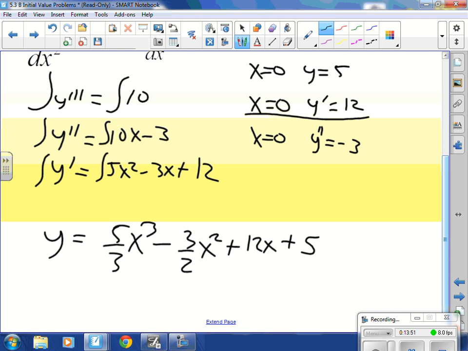Andrea. On the y double prime, how did we get 10x minus 3? Like, where did the minus 3 come from? Well, the antiderivative of 10 was 10x plus c, and then we used this initial condition. Oh, okay. All right?